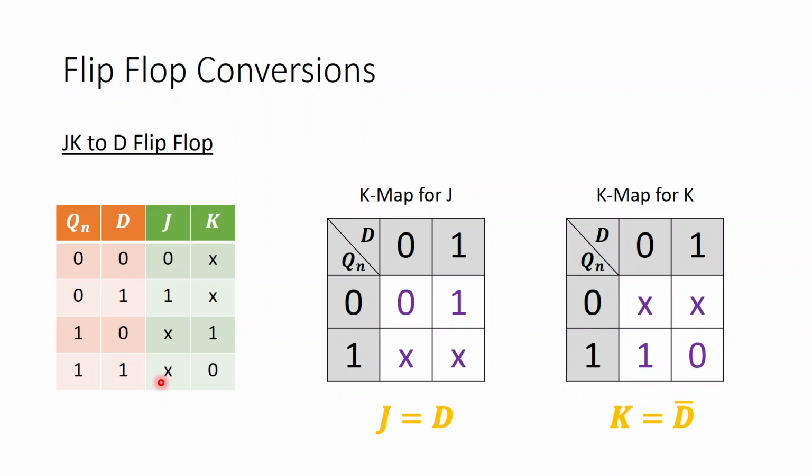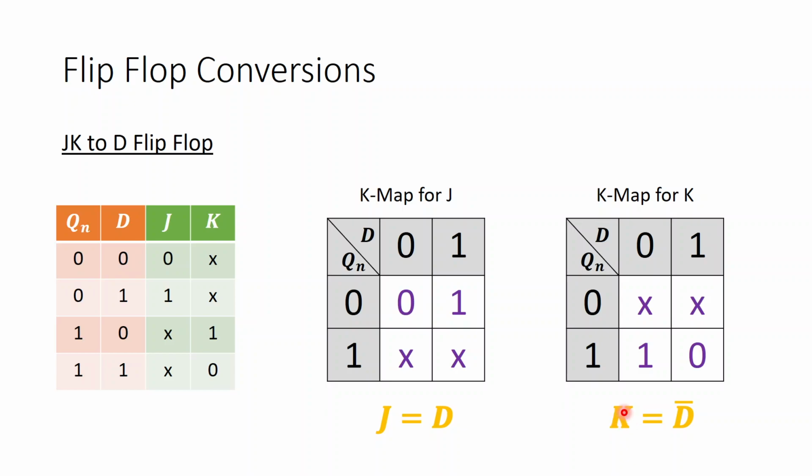So J and K we have to figure out using the K-map. That is what we have done here, and you can understand that J would be D. Here this is basically the EPI, and here this is the EPI. So you see that J would be your D only, and K would be your D bar. Okay, K would be D bar.